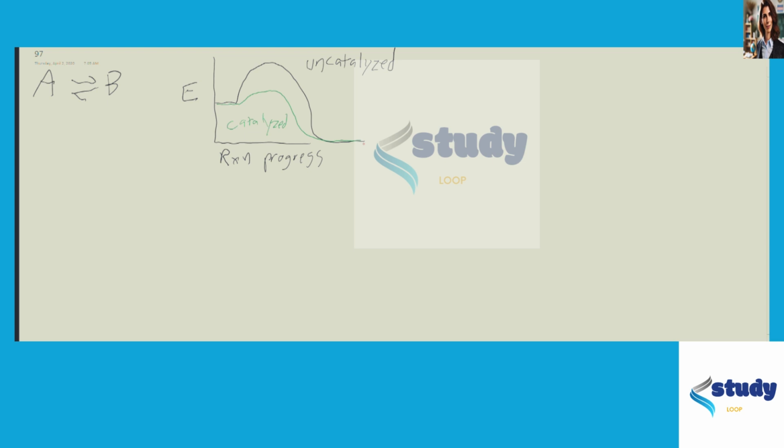And the question asks us to use the Arrhenius equation to prove that the equilibrium constant is unchanged. All that's happening is that equilibrium is achieved faster.